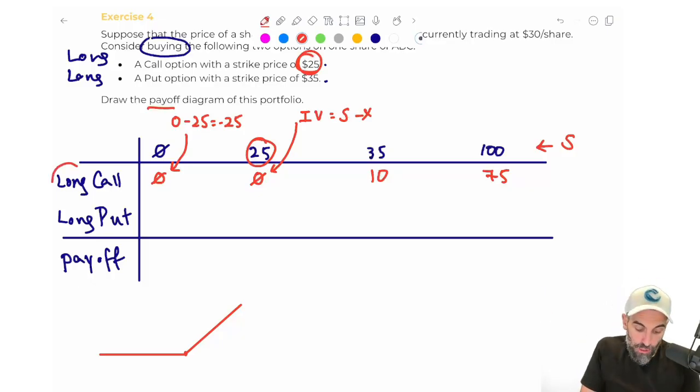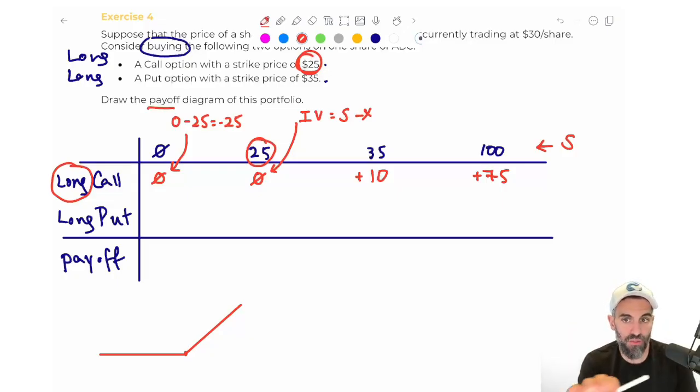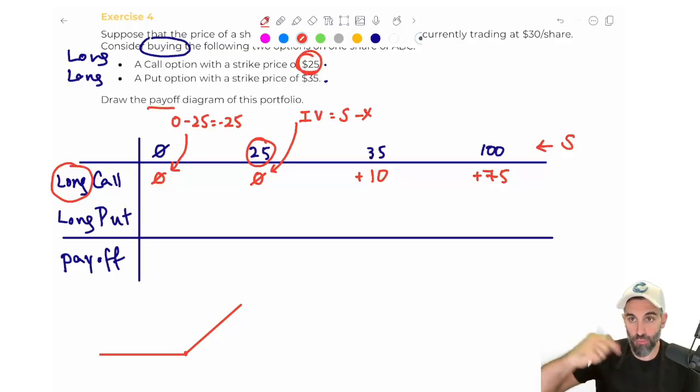And because you're in the long position, the next step would be to put a little plus in front of these to show that you are gaining this much. If you were in the short position, you would put a negative. The absolute numbers are the same, 0, 0, 10, 75. But if you're long, they're positive because you're making that money. If you're short, they're negative because you're losing that money. Okay, we'll do a short in the next example.